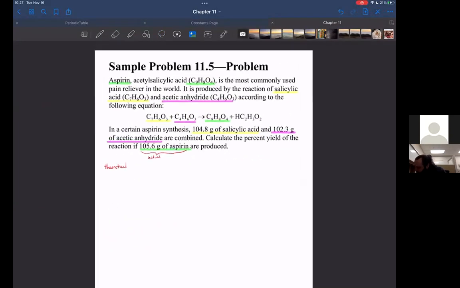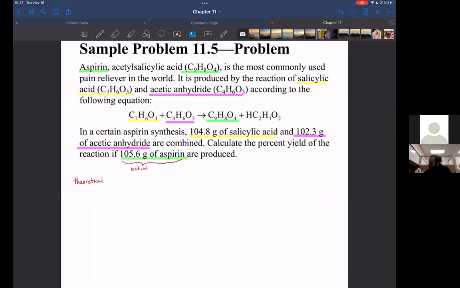Okay. So now let's calculate the theoretical yield. This problem's a little bit different in that I'm given some starting amount of the salicylic acid, that's the 104.8 grams. And I'm also given a starting amount of the acetic anhydride, 102.3 grams. So what would be my theoretical yield? Well, now this is a lot like a limiting reactant problem.